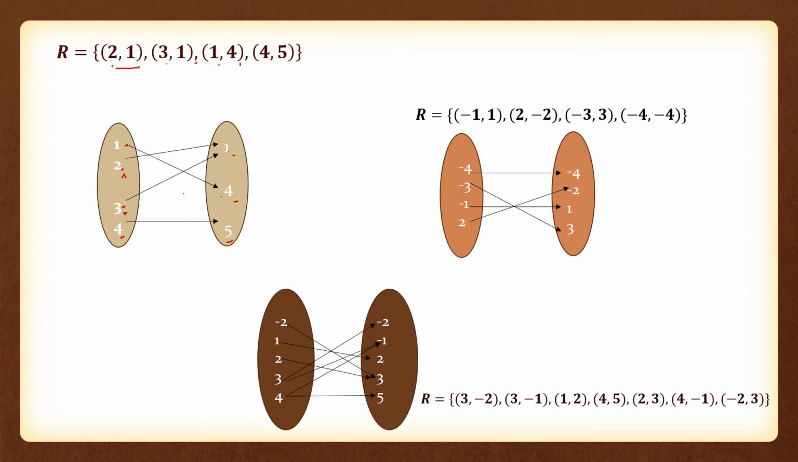Now here -1 to 1, -2 to 2, -3 to 3, -4 to -4. This is a representation, and we can see that every element has different images. So yes, this is also a function. Let's see the third example. 3 to -2, 3 to -1. So the same value 3 has -2 and -1 as images. So it is not a function.